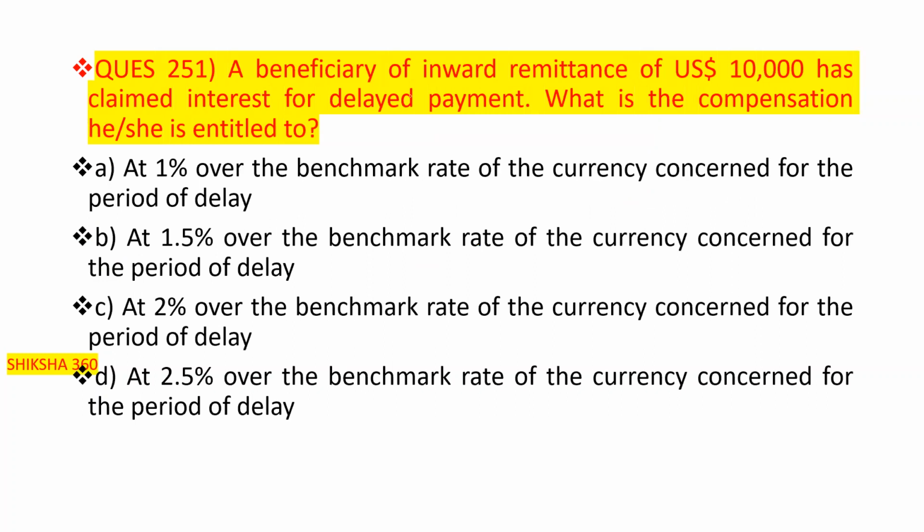Now move to the next question. A beneficiary of inward remittance of US $10,000 has claimed interest for the delayed payment.